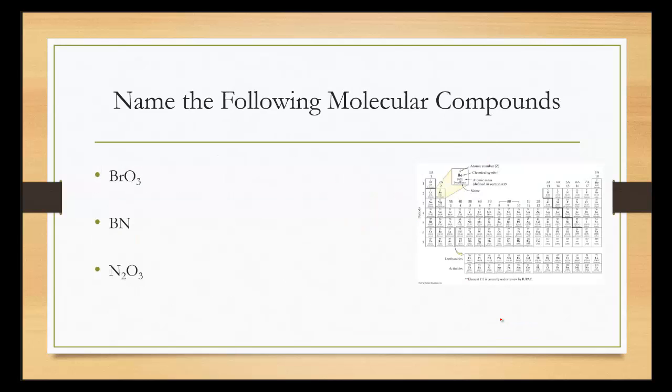So let's take a look at these. BrO3. Br is bromine, and oxygen is right here. They're both nonmetals, so I'm going to use the prefixes. It's a 1, but we don't use 1 for naming, so it's just plain bromine for the first element. 3 is tri. The base of oxygen is ox, and then the ending is ide. Notice once again with the I, we kept both vowels there. So bromine trioxide.